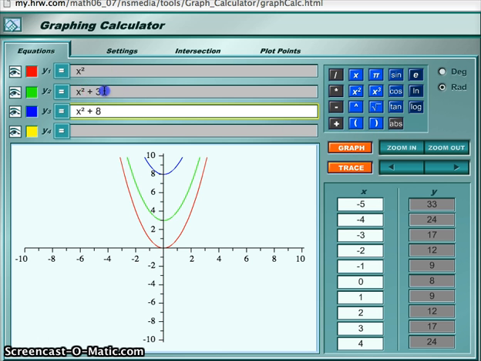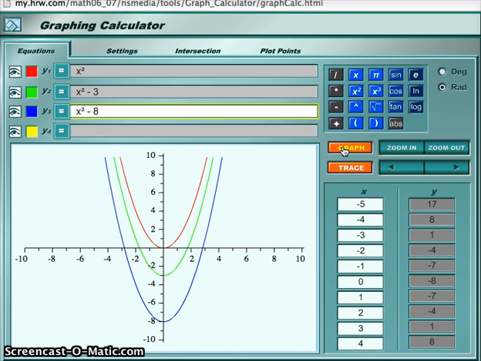What are you noticing about the 3 and the 8? Thinking back to your linear functions, if you just had y equals x plus 3, y equals x plus 8, what does that plus 3 and that plus 8 mean? That would be your y-intercept. Now what do you think would happen if we did -3 and -8? It's going to be translated vertically down 3 spots and down 8 spots from the parent quadratic function.